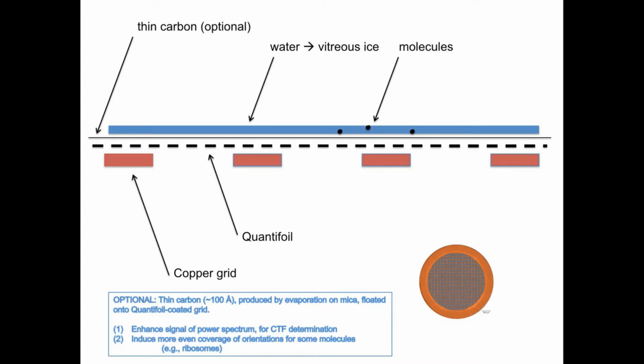So why would we have a thin carbon? Well, one of the advantages is that we get a little bit higher signal for the determination of the CTF, or the power spectrum. And for some molecules, for instance the ribosomes, it turned out paradoxically that we get more even coverage of the orientations when we use this.